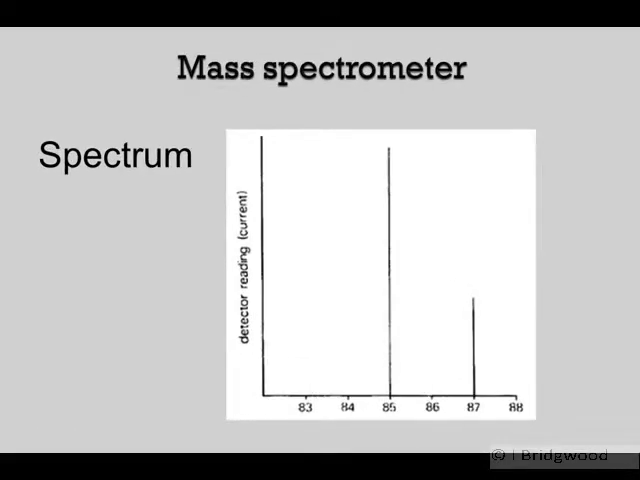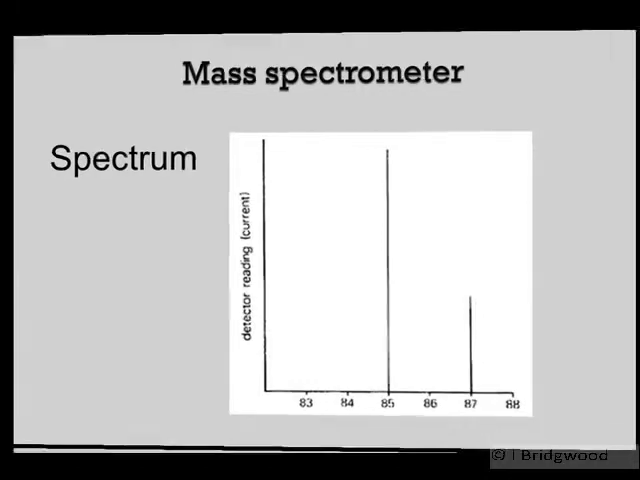So the mass spectrum, you will see the two axes. The vertical axis is the current reading. It will also be shown as percentage abundance for you, and the horizontal axis is mass to charge ratio. Now you'll notice that this particular spectrum has two peaks, one at 85, one at 87, and those two peaks are of different height. So what does that tell us?